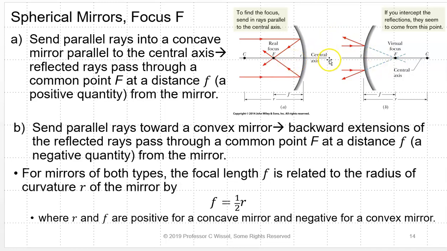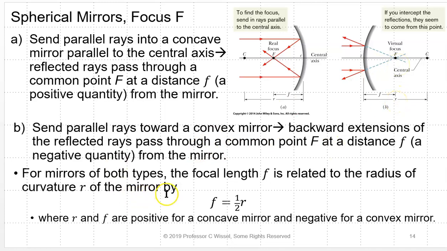For a convex mirror, you have to use the ray extensions. Here they have the rays coming in, parallel to the central axis, and they bounce off with angle of incidence equal to angle of reflection around the normal to the mirror at that surface at that point. And we have to use the extension here. We take these extensions back from this ray and that ray. They'll intersect at the focal point, okay? And F will be negative, and so is R.